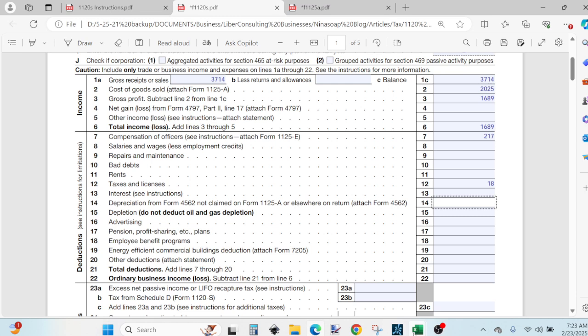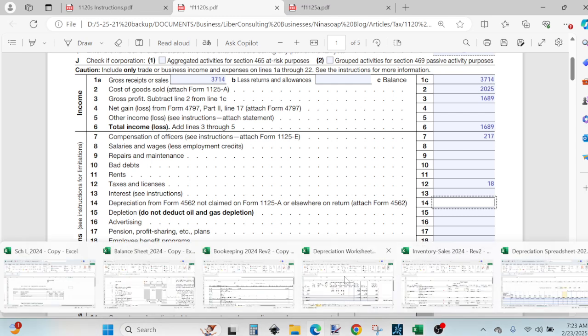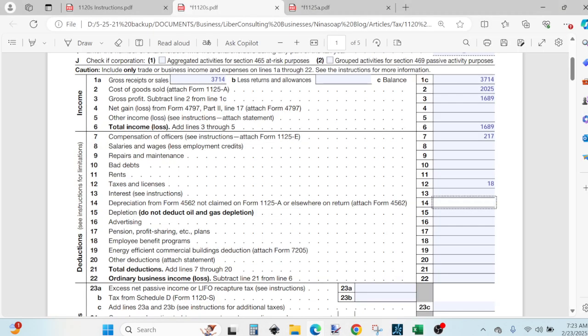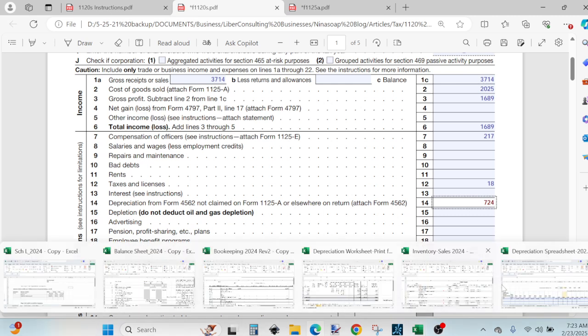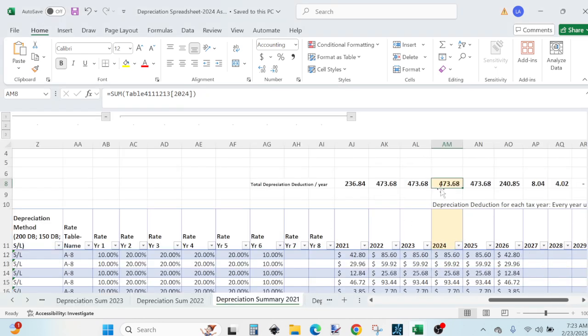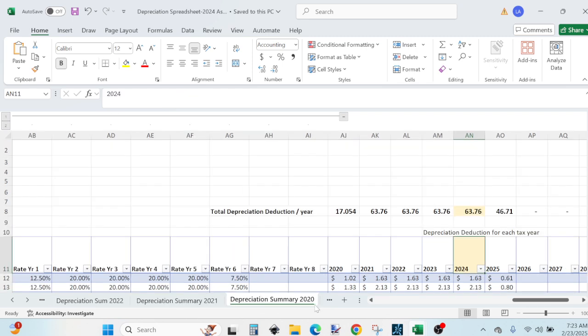So we are going to go to our depreciation worksheet, and 724 is what we are going to take out of here. That 724 is going to go through your history and see what you are depreciating, if you are not done depreciating them.